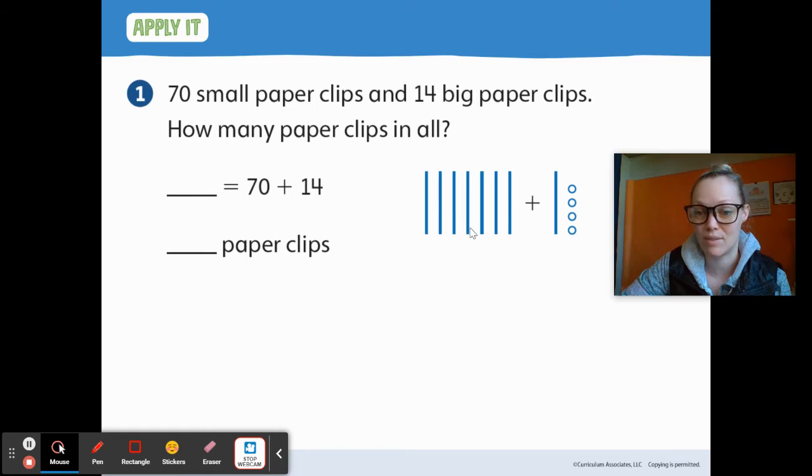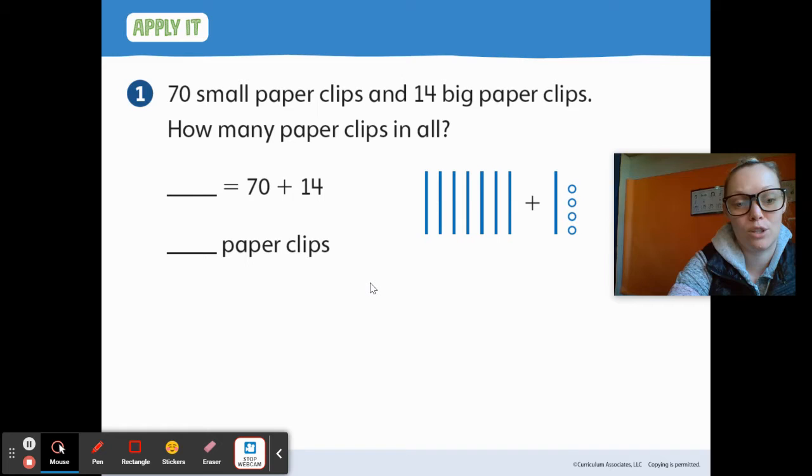Here's 70 or 7 tens, 14, 1 ten, 4 ones. 70 small paper clips, 14 big paper clips. How many paper clips in all? So we're adding them because we want to figure out how many there are all together. First step, we're going to add our tens or count our tens and then add the extra ones. So go ahead and do that with whatever strategy you'd like to use.